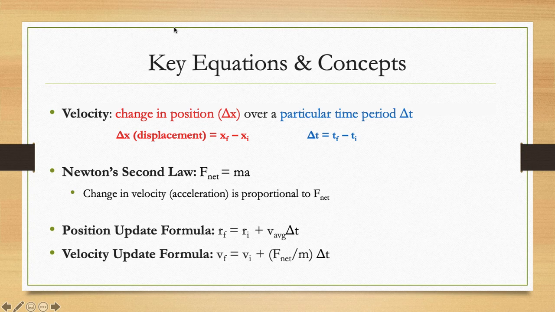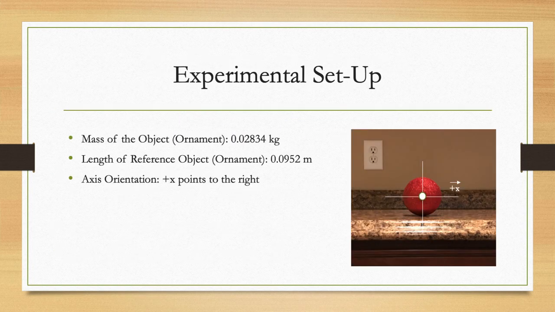So, key concepts and equations in this lab. Velocity is defined as the change in position, or displacement, over a particular time interval, while Newton's second law explains the idea that change in velocity, otherwise known as acceleration, is proportional to the net force. So when the net force is zero, an object has constant velocity. Some key equations for this lab include the position update and velocity update formulas as shown in this slide.